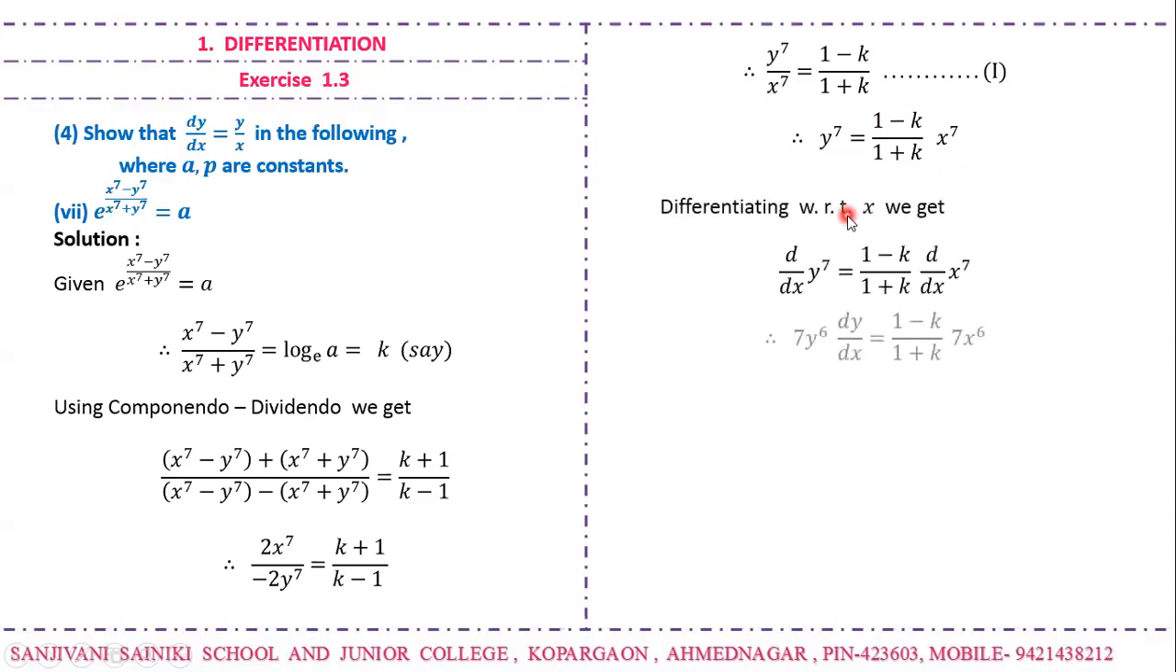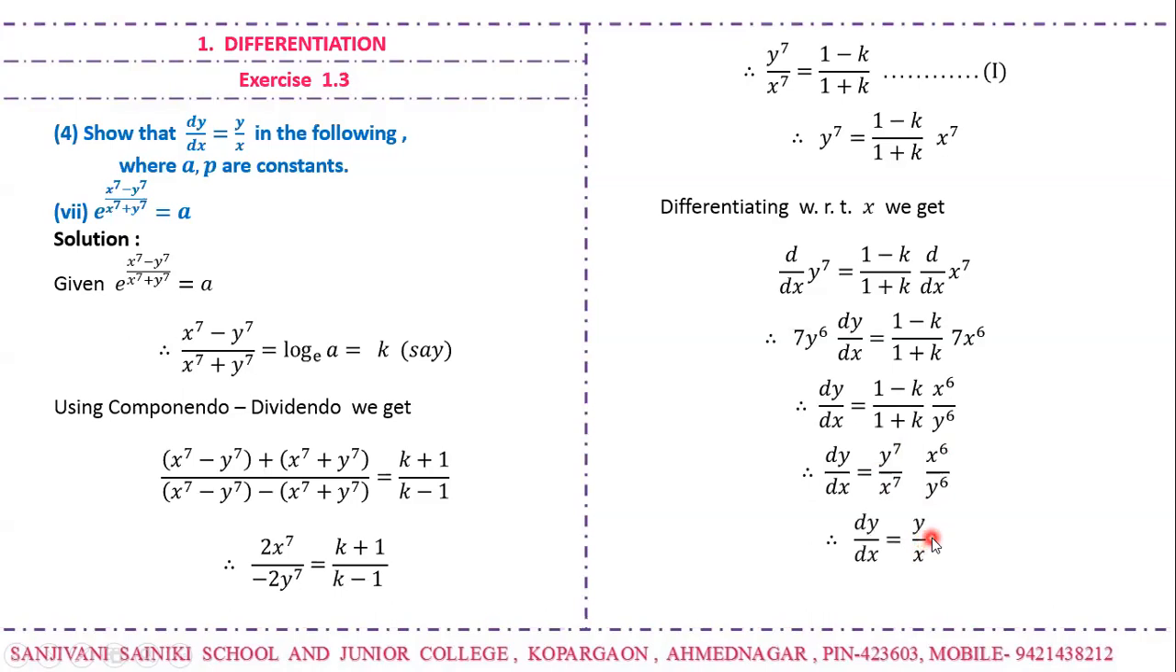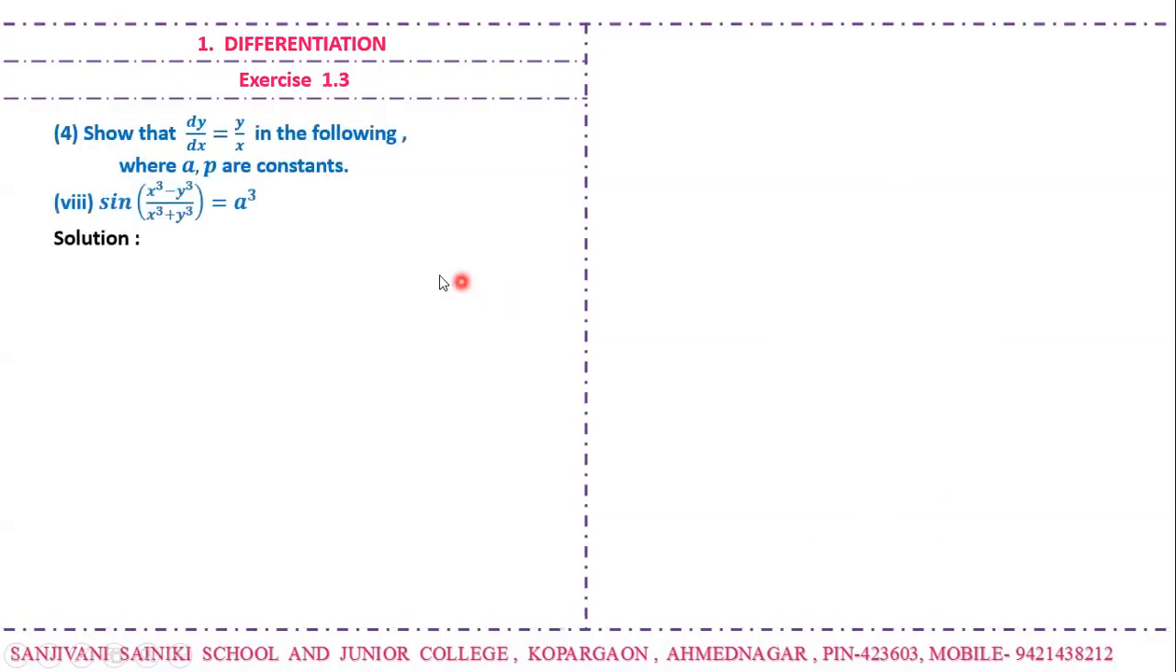Differentiate with respect to x. We get 7 y raised to 6 dy by dx is equal to (1 minus k) upon (1 plus k), which is constant, times the derivative of x raised to 7, which is 7 x raised to 6. So dy by dx is (1 minus k) upon (1 plus k) times x raised to 6 upon y raised to 6. But the value of (1 minus k) upon (1 plus k) is y raised to 7 upon x raised to 7. So after putting that value, the terms cancel each other and we get y upon x.